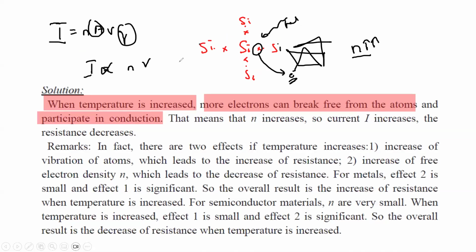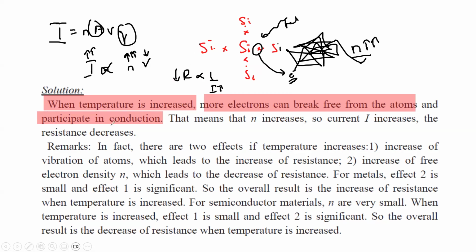n is the number of charges in a unit volume, or the charge density. How many charges are present in a unit volume? As the temperature increases, the drift velocity will decrease. But the increase in the number of charge carriers is more than the decrease in the drift velocity. That's why the overall current will increase. And if the current is increasing, it means the resistance is decreasing.